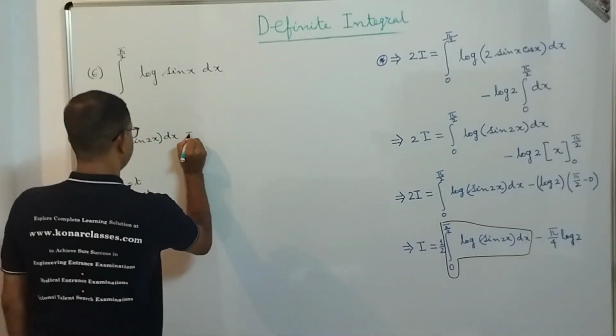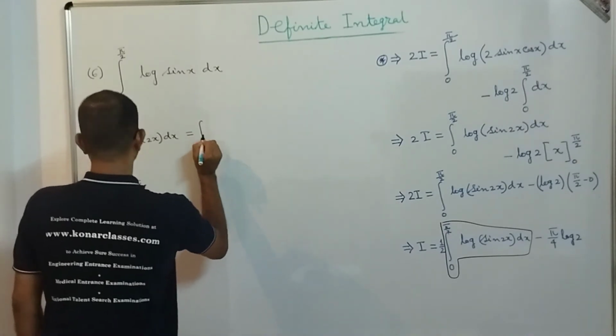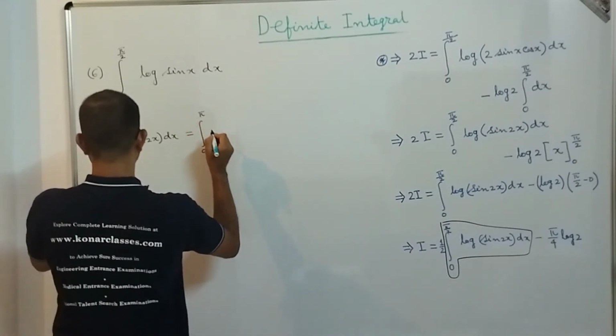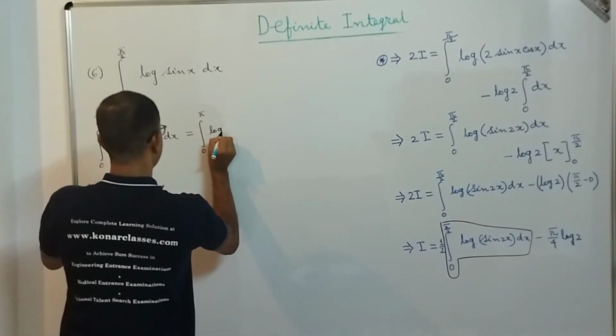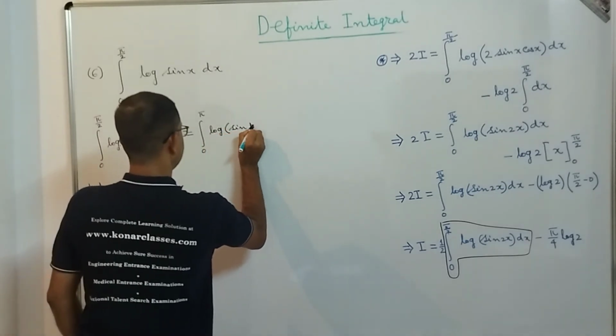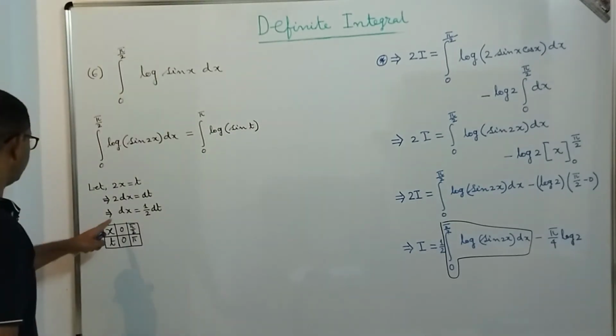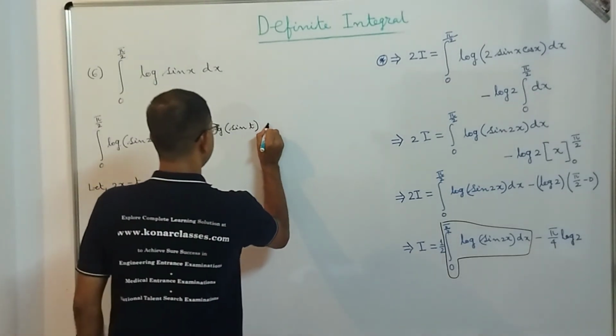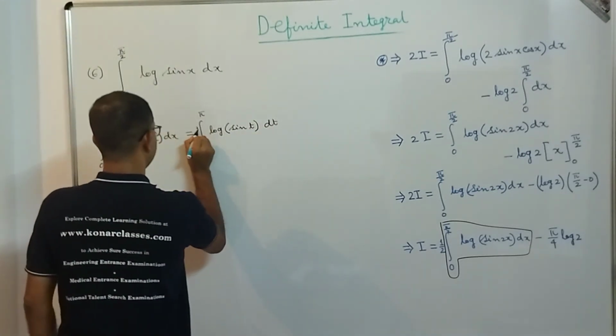So what do we get here? The integral from 0 to pi of log of sin t, with dx equal to 1 by 2 dt. So that 1 by 2 we can bring it here.